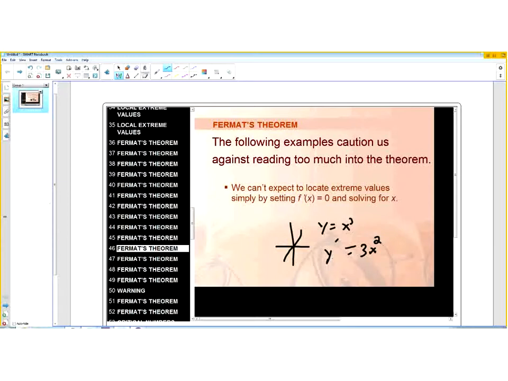So Fermat's theorem only asserts that if a point is going to be a local min or a local max, then the derivative at that abscissa will be 0, but not vice versa. If the derivative is 0, the value of x that makes the derivative 0 is not necessarily the abscissa of a local min nor a local max. Okay? All right, so continuing on.